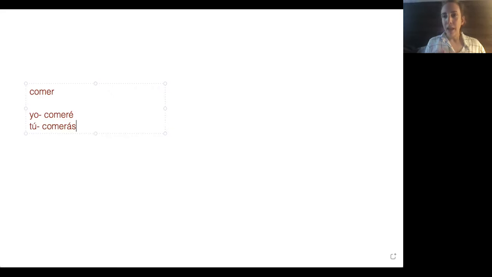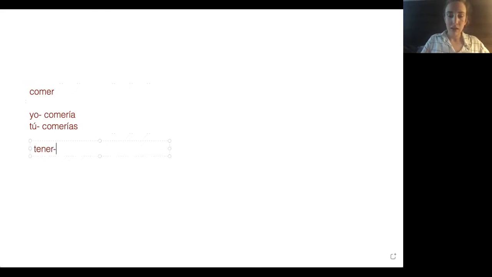The endings are the same for all verbs. So bailar is bailaré, bailarás. They have the same endings. The same thing happens with the conditional. You're going to use the whole verb, and then you're going to put ía, ías, íamos. Just a reminder, you're going to see that in the book.